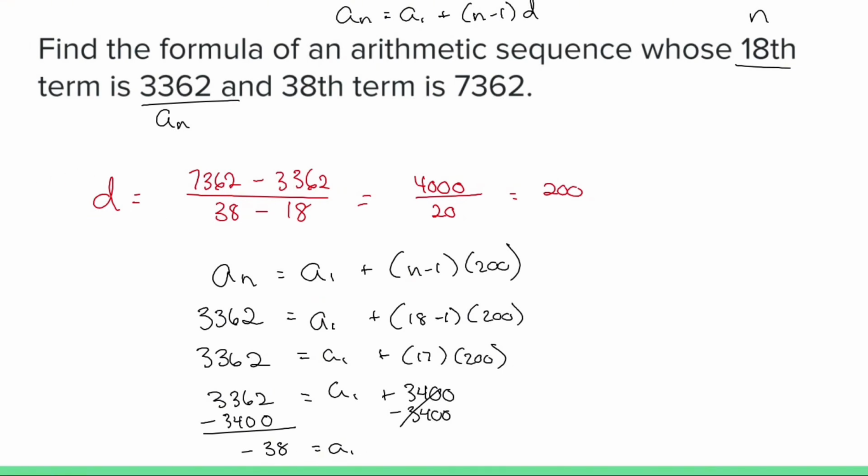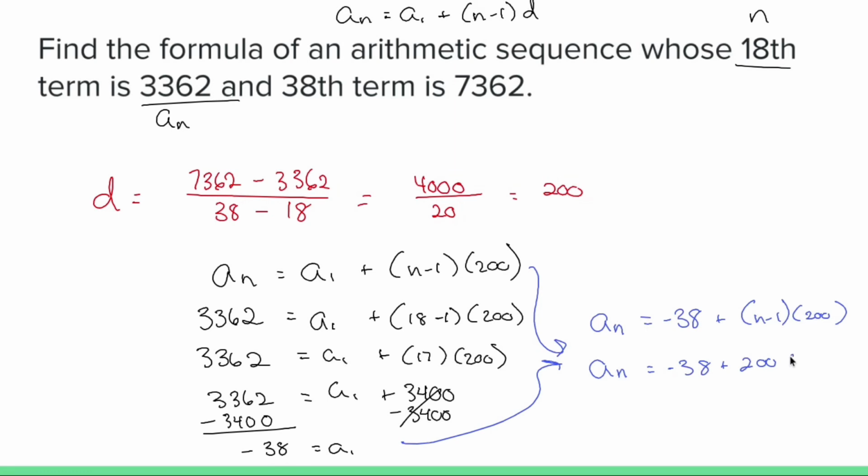So using all that information, we can come up with the formula a sub n equals -38 plus n minus 1 times 200. And if you have a picky teacher that says that 200 should be out in front, then fine. A sub n equals negative 38 plus 200 times n minus 1. They're both the same. They're both fine. Pick whichever looks prettier to you and box it. But that's how you do it.